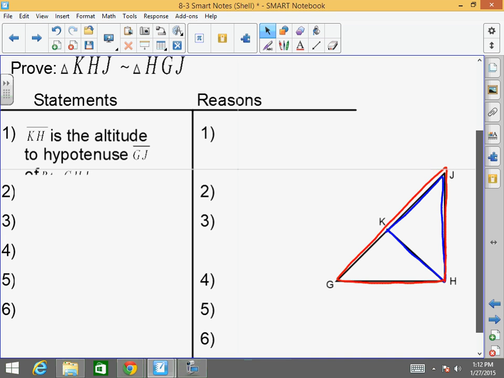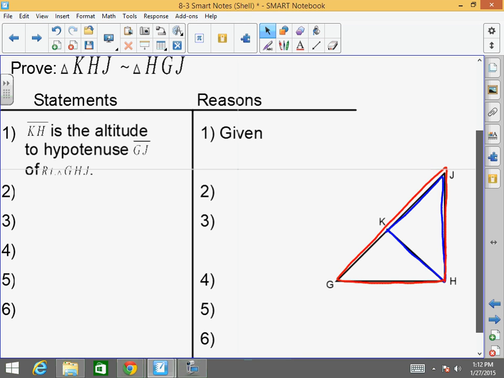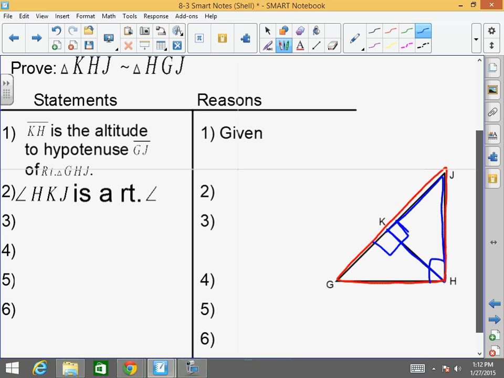KH is an altitude to hypotenuse GJ of right triangle GHJ. That's given. But what is it saying here? If KH is an altitude to GJ of right triangle GHJ, that means that's a right triangle, right? And with an altitude here, I'm going to form a couple of 90s here, right? Does that make sense? So I know that HKJ, which is right here, is a right angle.